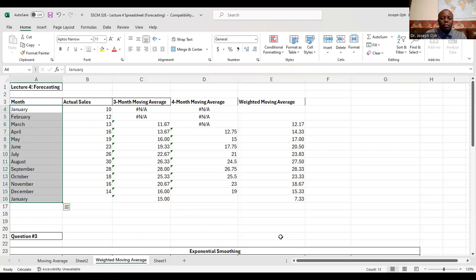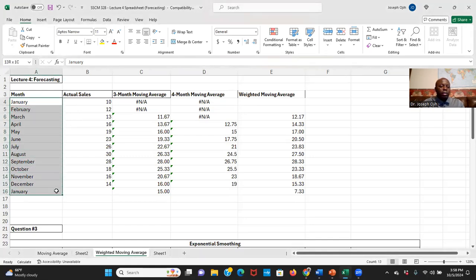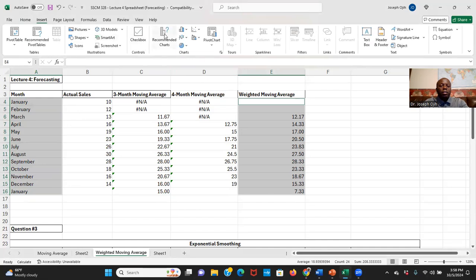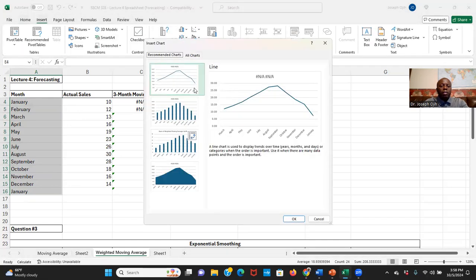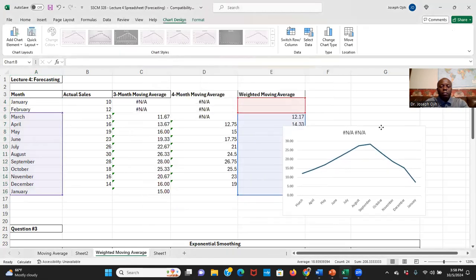Now, with this one, I'm going to highlight this. Highlight this. Okay. Hold the shift key. Hold the control key. Then click on this one. Then click insert, recommended chart. See right there. Okay. I see the chart right here.